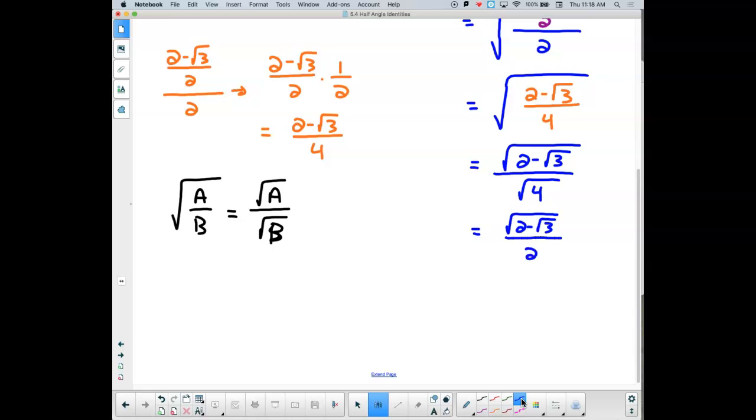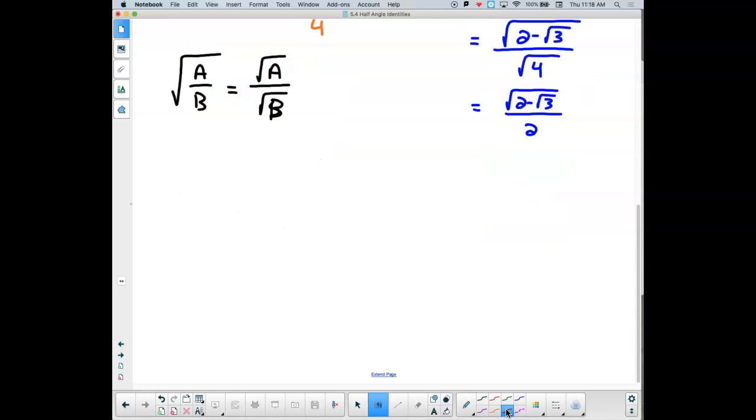Dividing by 2, you told me already, is the same as multiplying by 1/2. So the sine of 15 degrees is 1/2 times the square root of the quantity 2 minus the square root of 3.